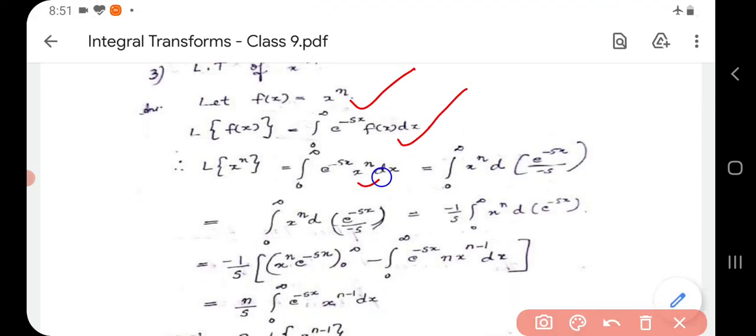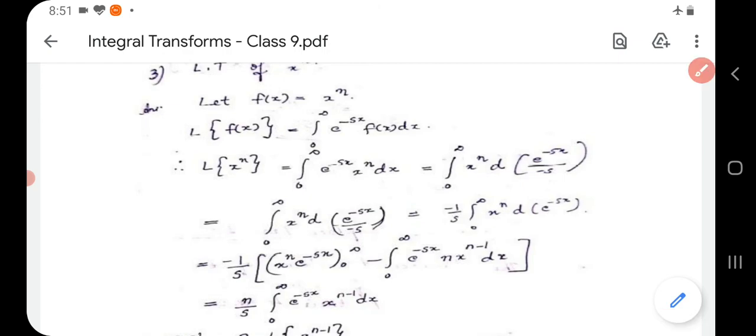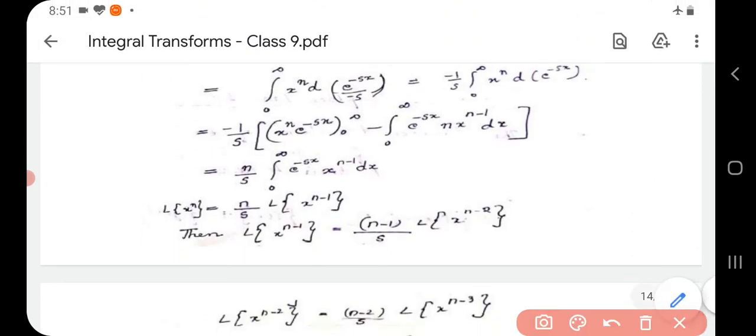Function, formula, substitution. As before, just rewrite e raised to minus sx as d of e raised to minus sx by minus s. Minus 1 by s is taken outside. Rest everything is kept as such. Then apply the formula: first function into integral of second minus integral of derivative of first into integral of second dx. Then here n is common, take it outside. So this will be the answer. So Laplace transform of x raised to n will be n by s into Laplace transform of x raised to n minus 1. Okay.